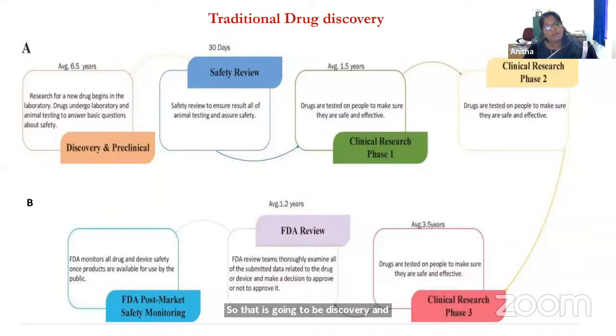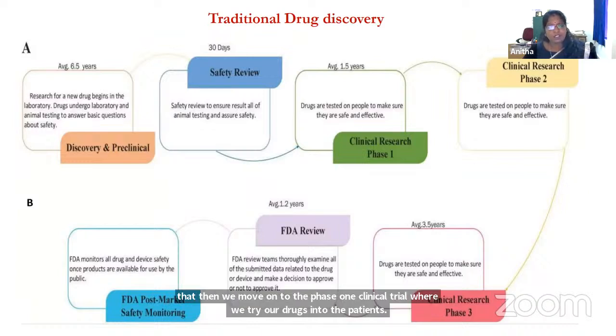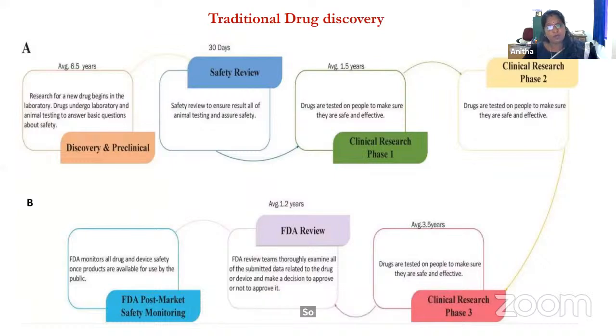years. Once we have done the discovery and the preclinical study, we go on to the safety review, where we check whether all the results, animal testing and all the other things are safe. After that, we move on to the phase 1 clinical trial, where we try our drugs in patients. That is with a very minimal number of patients, and the average should be around 1.5 years. Once we are successful with the phase 1 clinical trial, we move on to the phase 2 clinical trial.